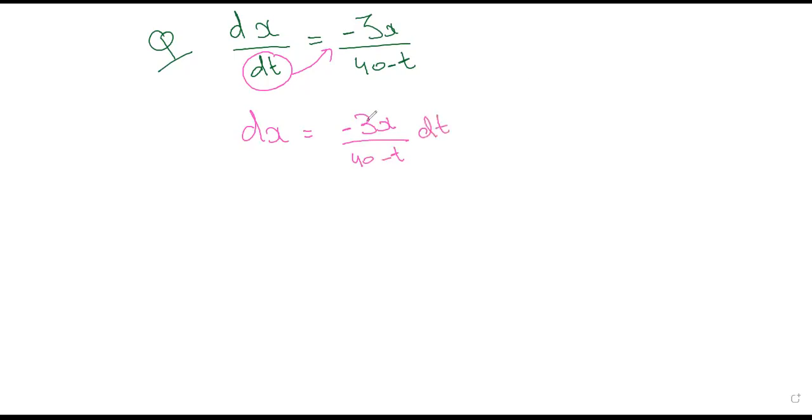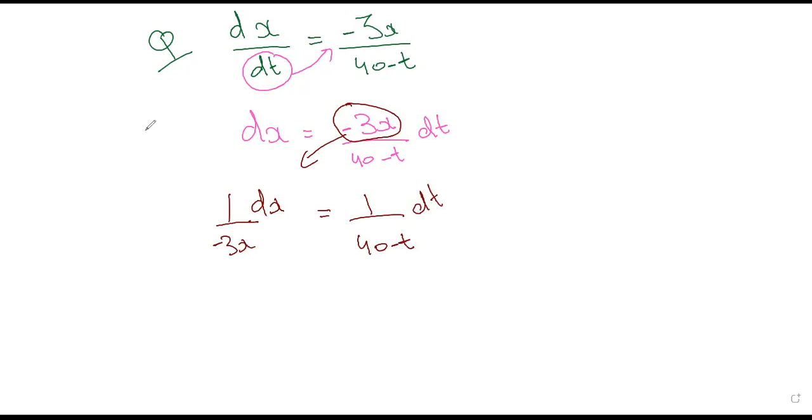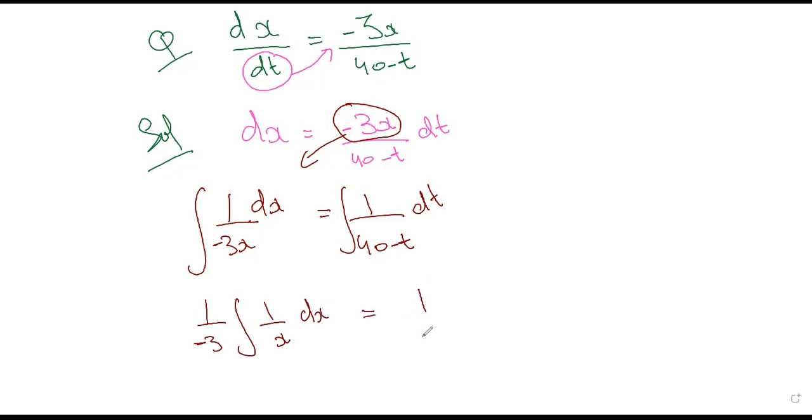And then I need to take this to this side because we have x here and we have dx here. Okay. So we need to do it correctly. So we will have dx 1 by minus 3x equals 1 by 40 minus t dt, right? Are you clear with this? Yes. And now we have to integrate it. Okay. So when we integrate it, we have to integrate both sides. What do we get? We can take this 1 by minus 3 outside and we have 1 by x dx equals 1 by 40 minus t dt integration. Okay. Now, how do we do it, Ranjani? How are we going to integrate this now?